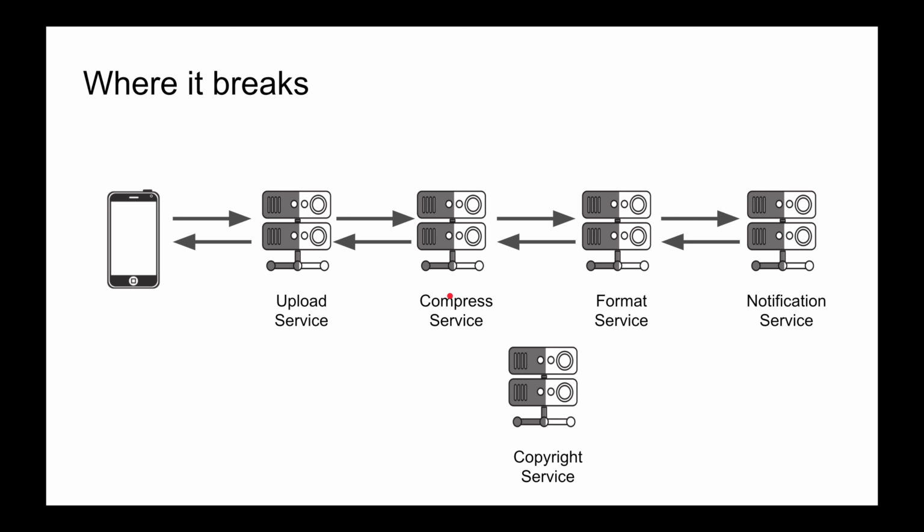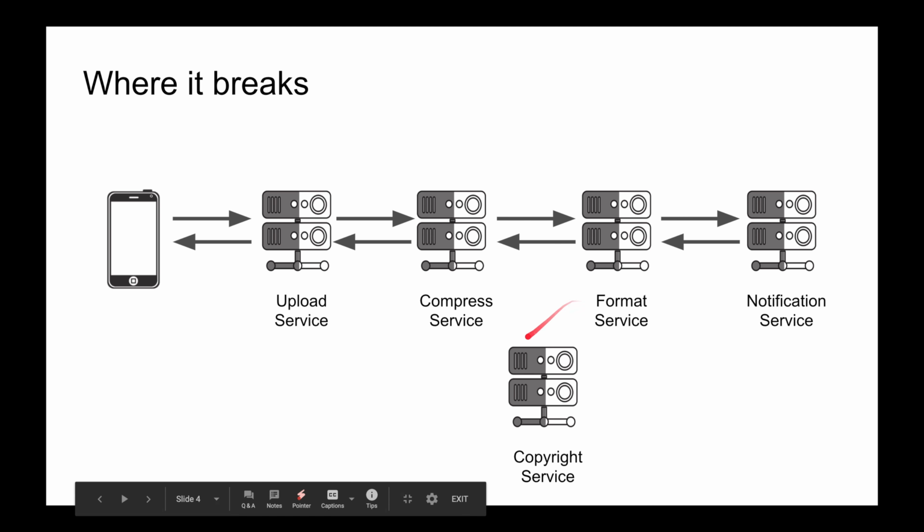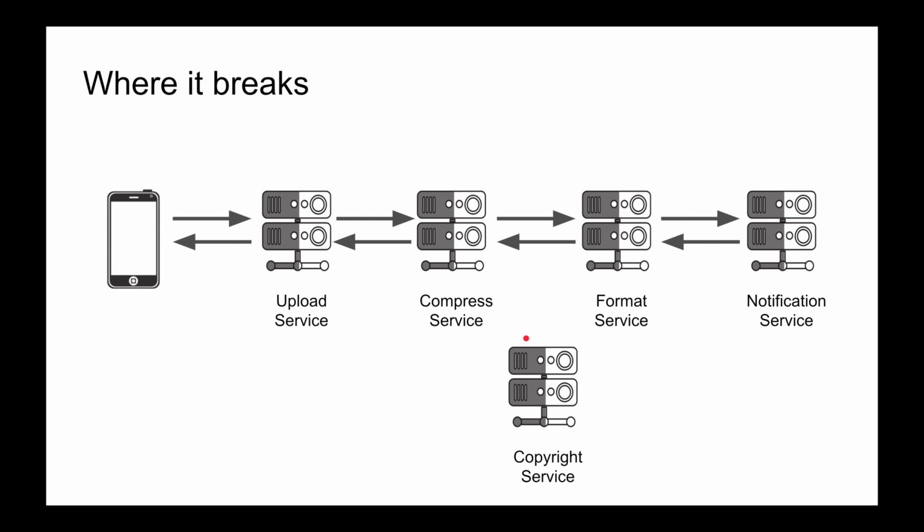Let's say we want to add another copyright service, and we want the copyright service to check the content for content IDs and check if there is a copyright infringement, right? So the compress service needs to send the compressed file to both format and copyright. Oh my God, right? This topology gets really complicated real quick, right?